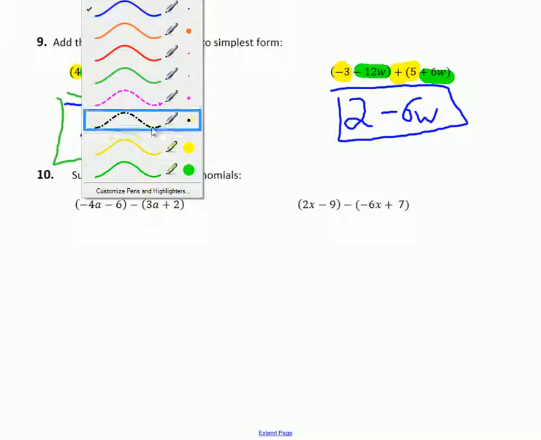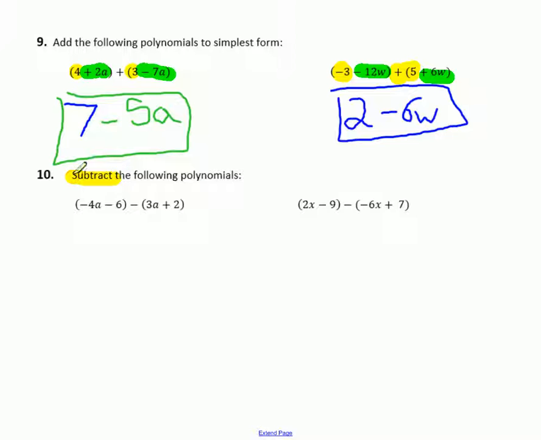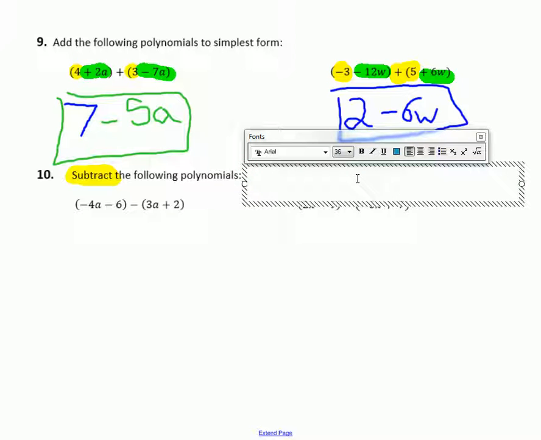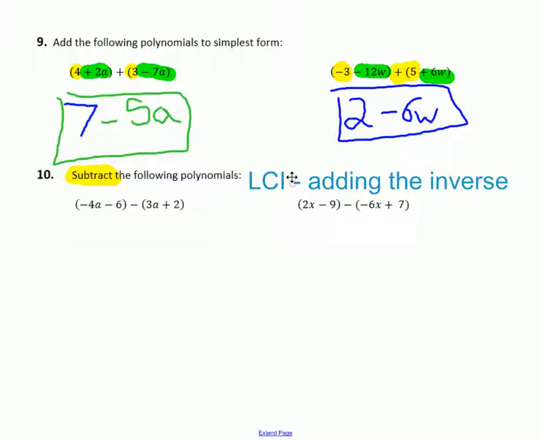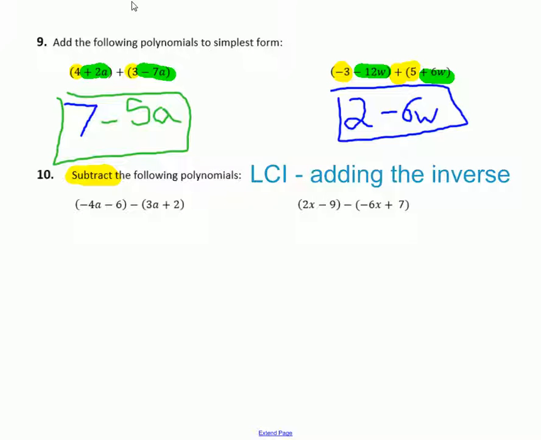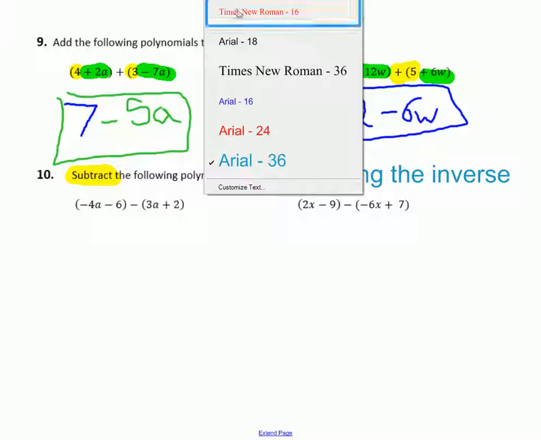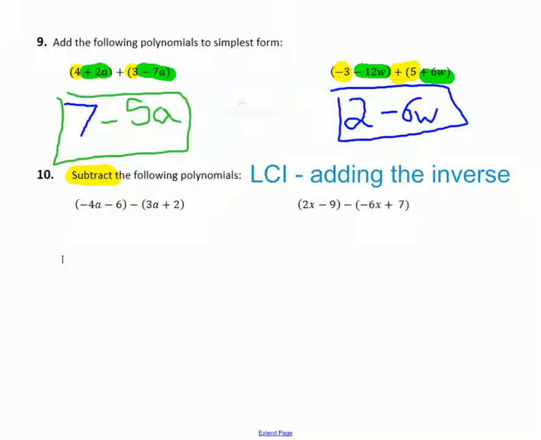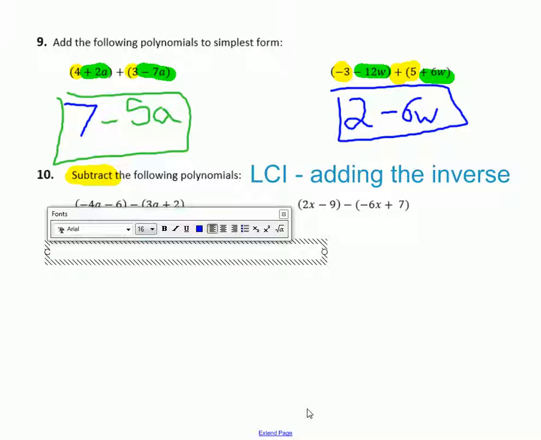Now, when we get to subtraction, we have to remember when we subtract to use our rule. When we are subtracting, subtracting is the same thing as adding the inverse. So we use the rule LCI, leave change inverse. So before I even look at like terms, I have to rewrite this as an adding problem. So I'm going to do that with my typing feature right here.